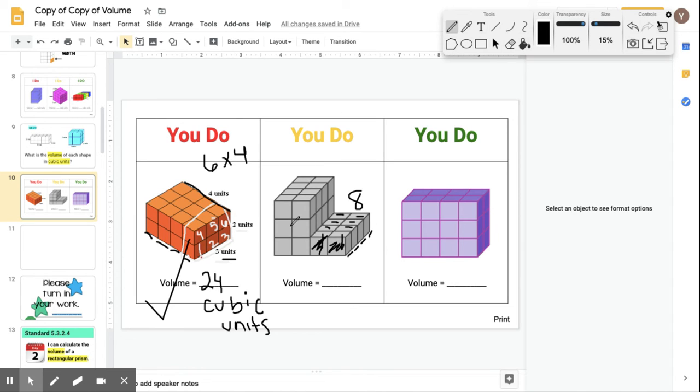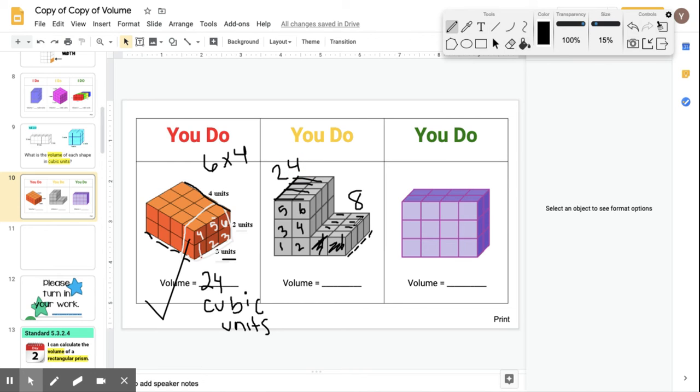Okay, now let's figure out this other tall one. Let's count how many we have. So we have 1, 2, 3, 4, 5, 6. I can clearly see 6 in the front, but we need to check how many there are for your width. We can see we have 1, 2, 3, 4. So there's 4 rows for your width. So we're going to say 6 times 4 is 24.